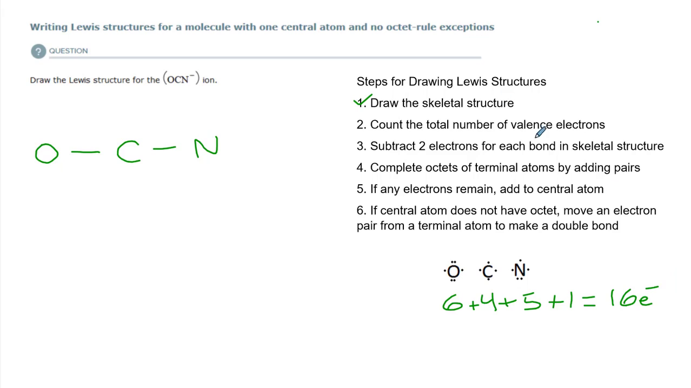in our bank. Step 3, we're going to start balancing our checkbook. Subtract 2 electrons for each bond. We've already drawn 2 bonds, so we're going to subtract 4 electrons. So we're down to 12. Step 4, complete the octets of the terminal atoms by adding pairs. Oxygen and nitrogen each want 8. They currently have access to 2, so they're going to need 6 more apiece.